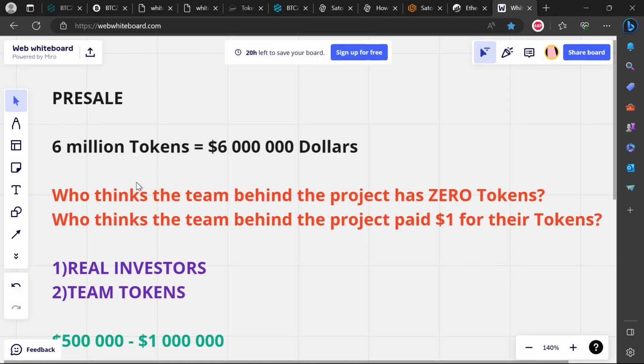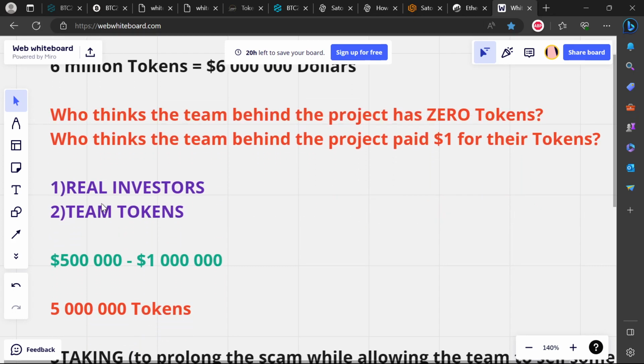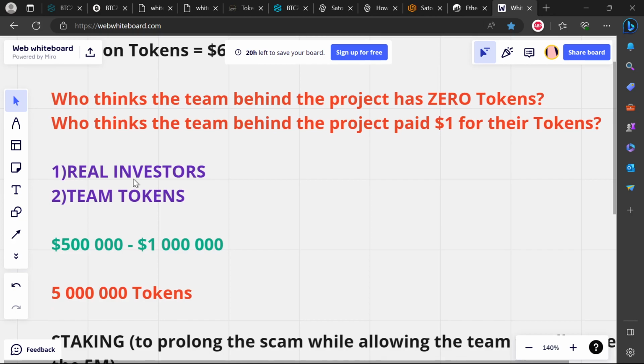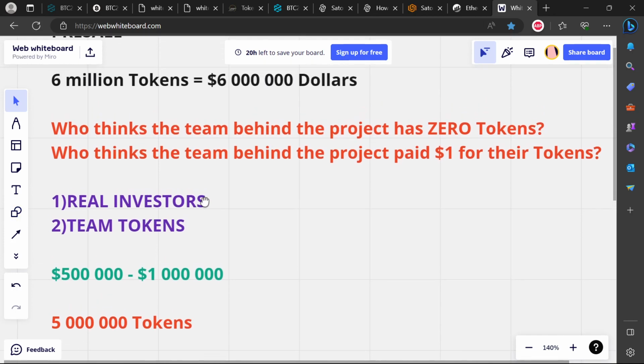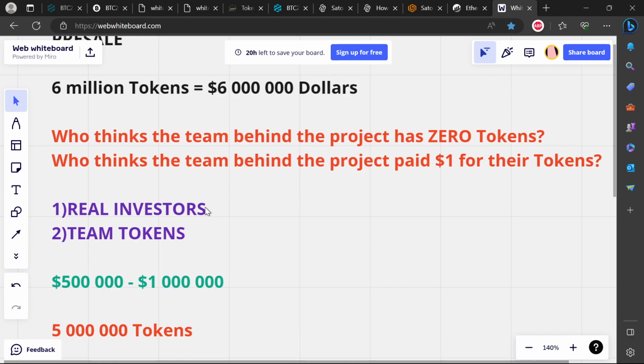So now, within these 6 million tokens, we have two types of people who are holding. We have the real investors, people who actually spend their hard-earned money buying into this pre-sale, and team tokens. So now, the number we don't have is how many tokens the team has, the scam team which actually developed this. How many tokens do they have? And how many tokens did real investors actually buy from this 6 million? Because this 6 million is just a claim that they made, mimicking 2011, that was the story.